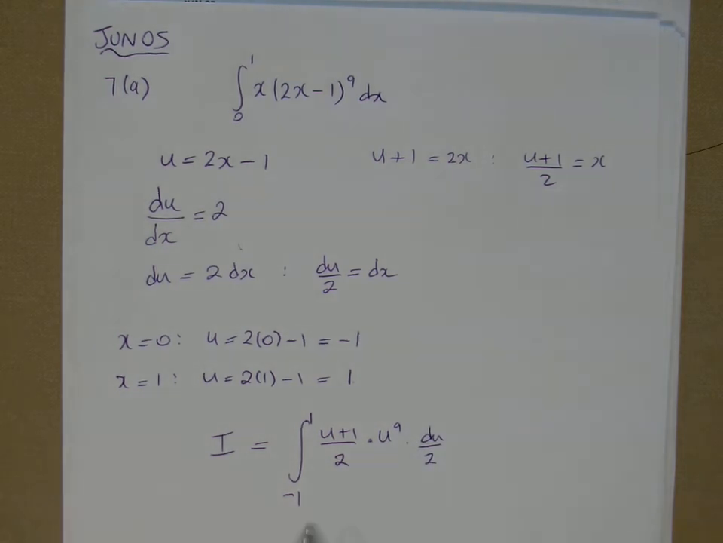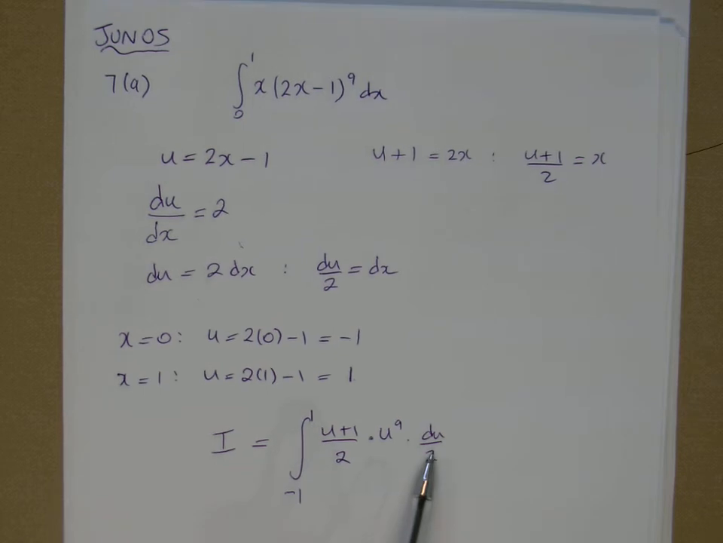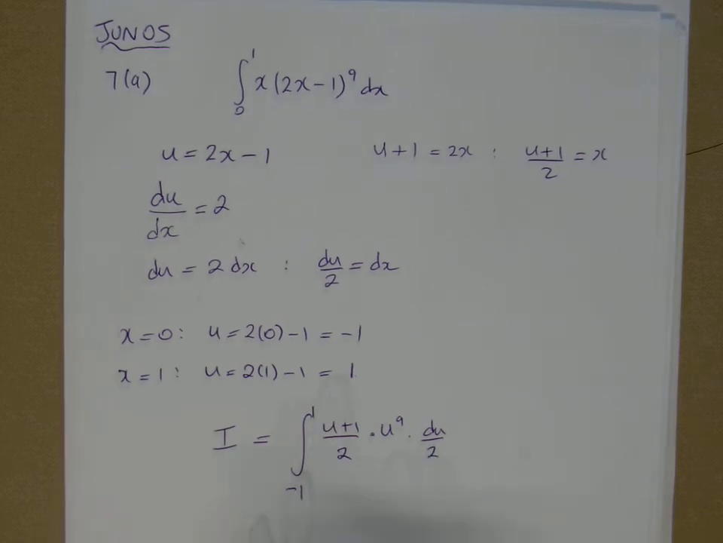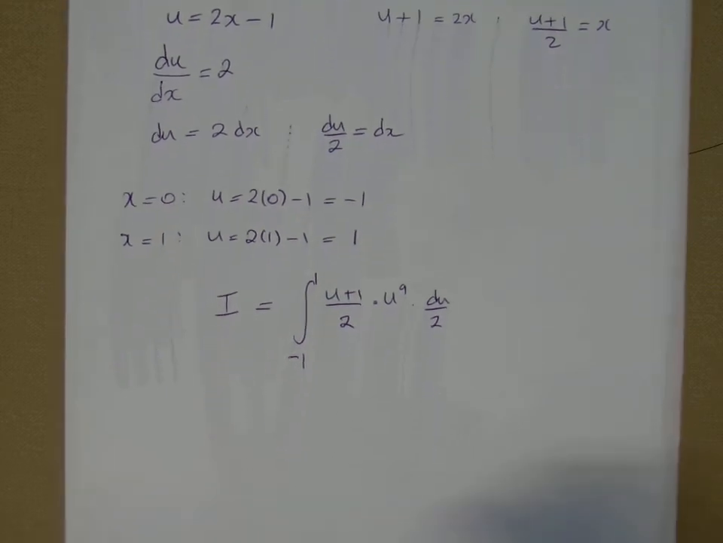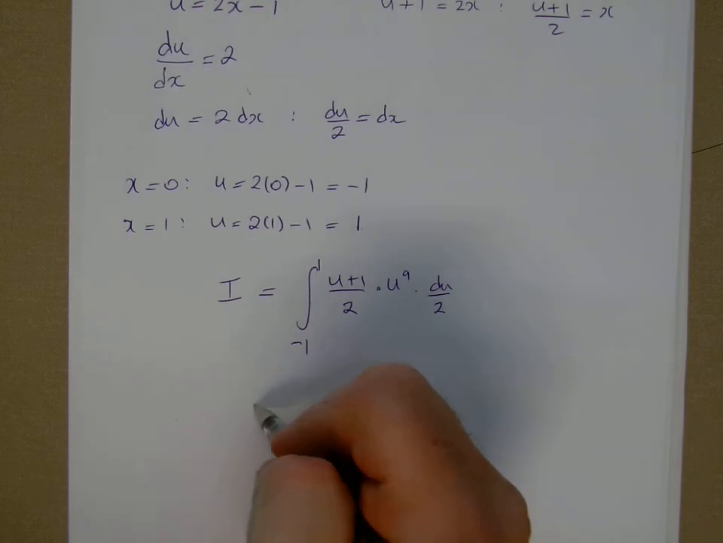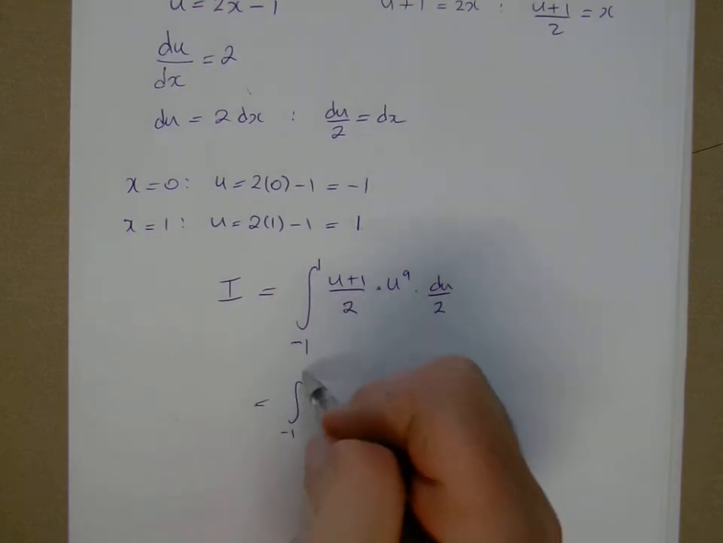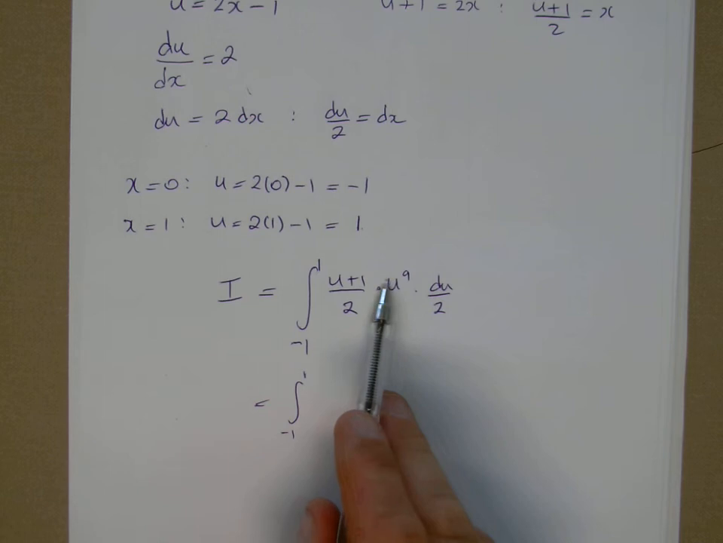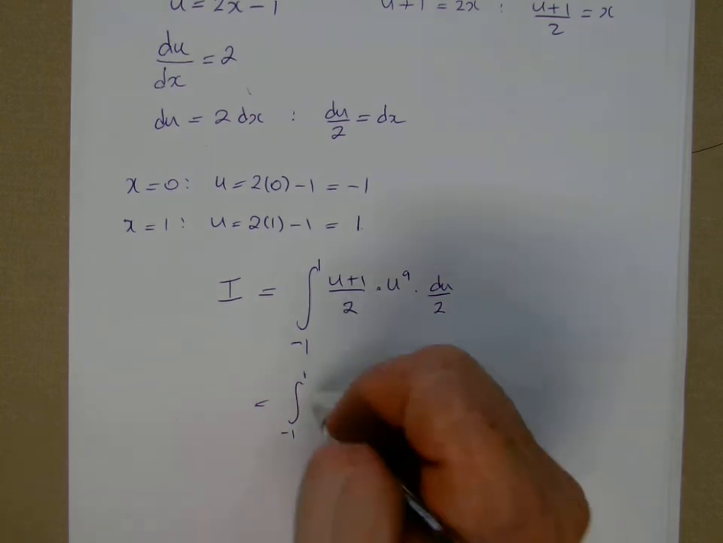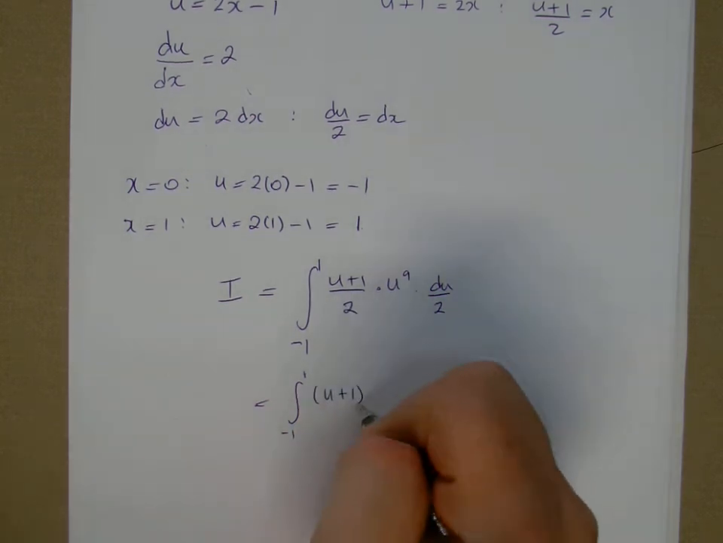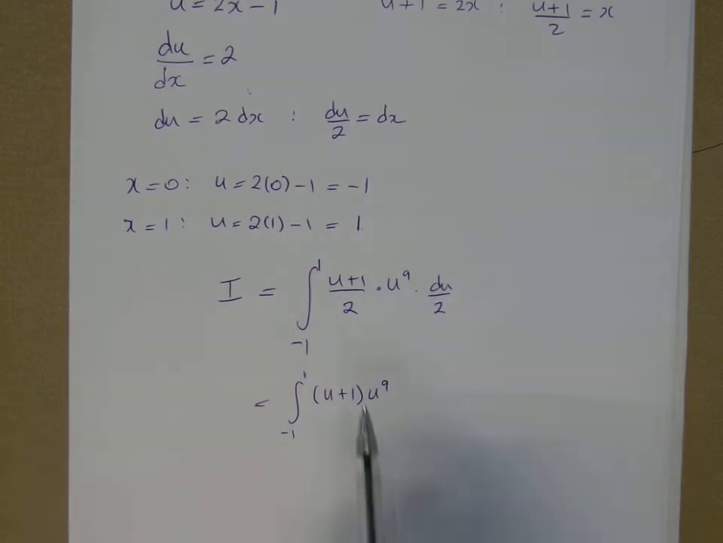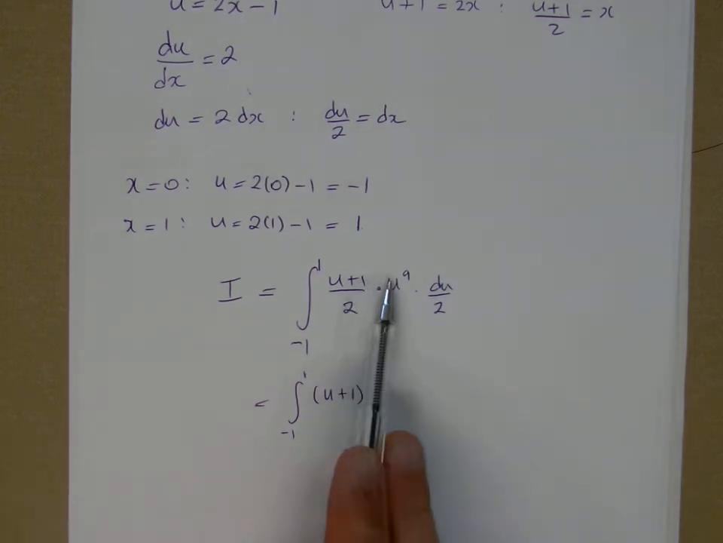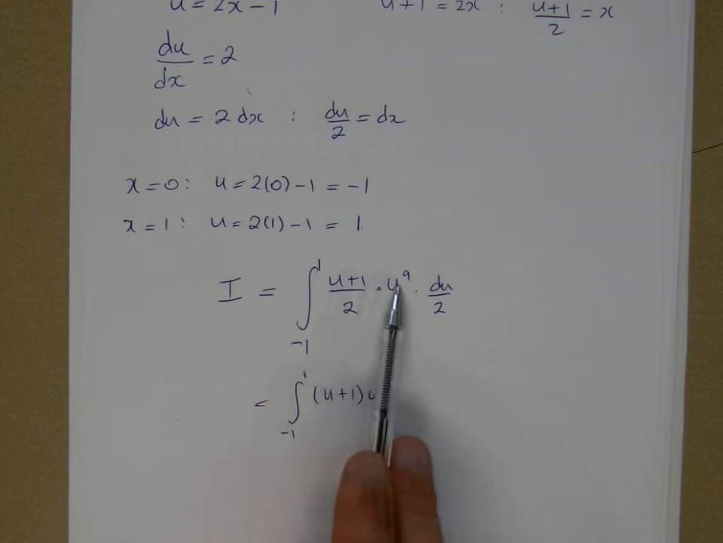Okay, so I've changed all the letters, I've changed the dx in terms of du, and I've also changed the limits as well, which is really important not to forget, because the limits now are in terms of u. What I'll do then is tidy this up a little bit. Because u to the 9 is timesing all this, we could put u plus 1 in a bracket times u to the 9. You can write it like that if that's easier for you to see. That's what I would do, because you're timesing all that by u to the 9.